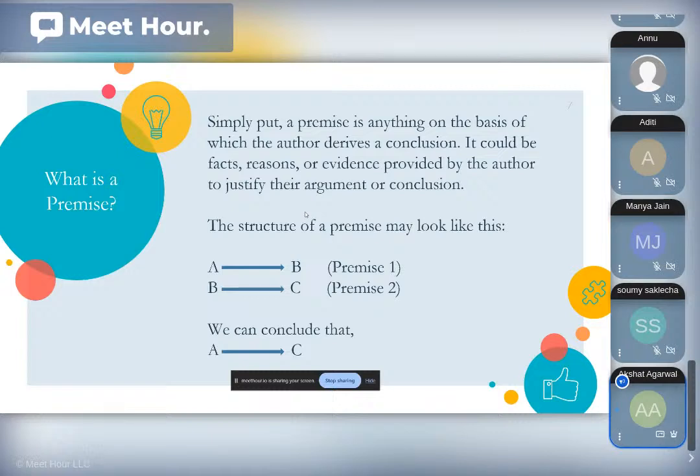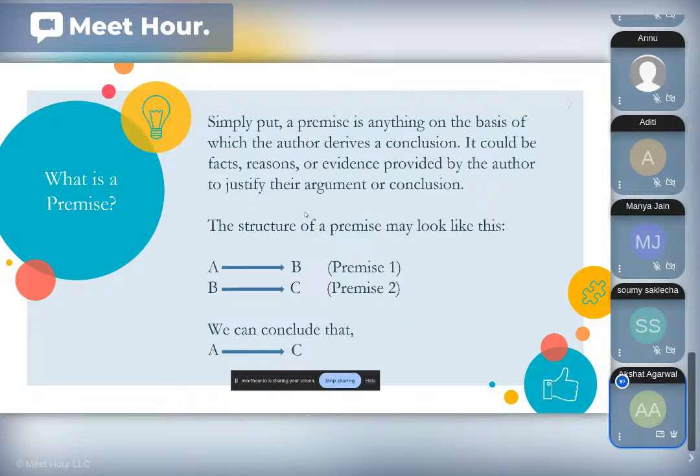So if you take a look at some of the Hindu or Express op-eds or editorial opinions, you'll see that they provide a lot of factual data. Like, okay, in general elections, this happened, that happened, and all those things, right? All of that is a premise. That's what the author is using to build their argument and then arrive at a conclusion.